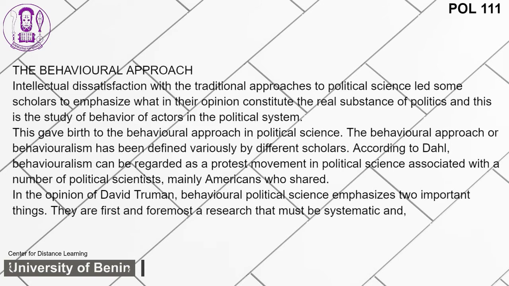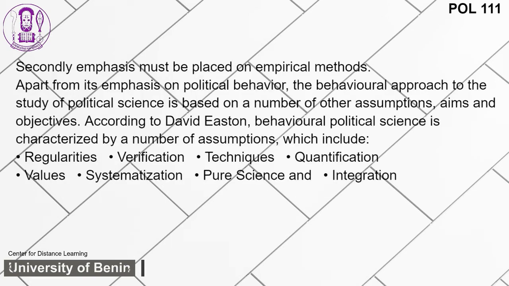In the opinion of David Truman, behavioral political science emphasizes two important things. They are first and foremost research that must be systematic, and secondly, emphasis must be placed on empirical methods. Apart from its emphasis on political behavior, the behavioral approach to the study of political science is based on a number of other assumptions, aims, and objectives. According to David Easton, behavioral political science is characterized by a number of assumptions, which include regularities, verification, techniques, quantification, values, systematization, pure science, and integration.